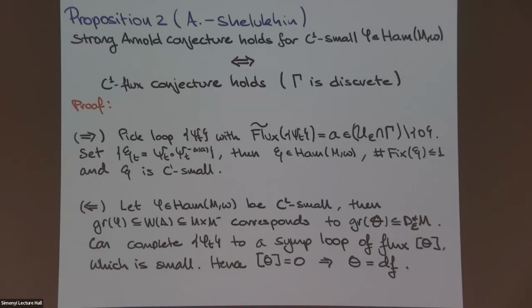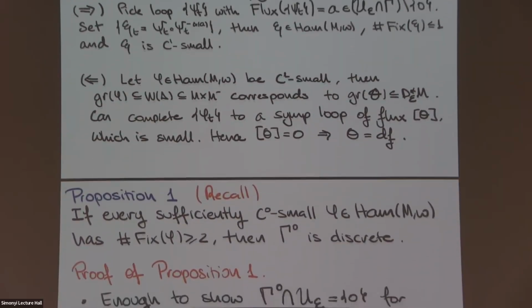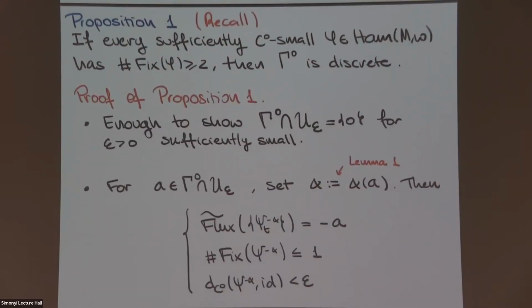So let me recall what we want to show. Well, we want to show that if gamma 0 has an accumulation point, then we can construct a C0 small Hamiltonian diffeomorphism with at most one fixed point. So again, we take this U epsilon, which is a neighborhood in first cohomology, where all the cohomology classes can be represented by these one forms that induce these symplectic isotopies with at most one fixed point.